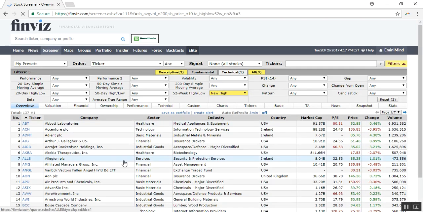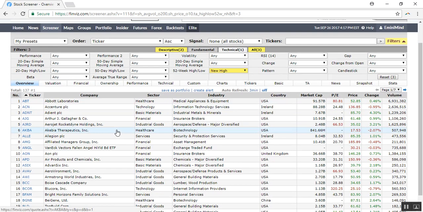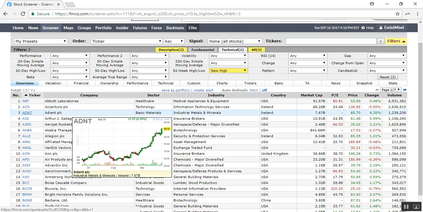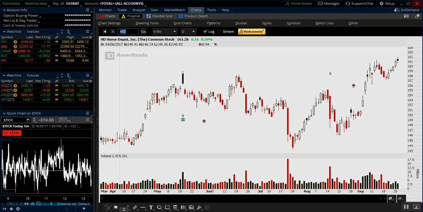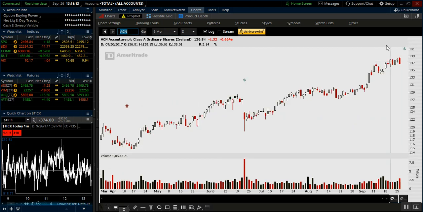And so what I'll do is get this list. And today we can see that there's 137 stocks here that made new highs. And if we just take the first three, we can see that, yep, Abbott made a new high. And then, yep, Accenture made a new high.